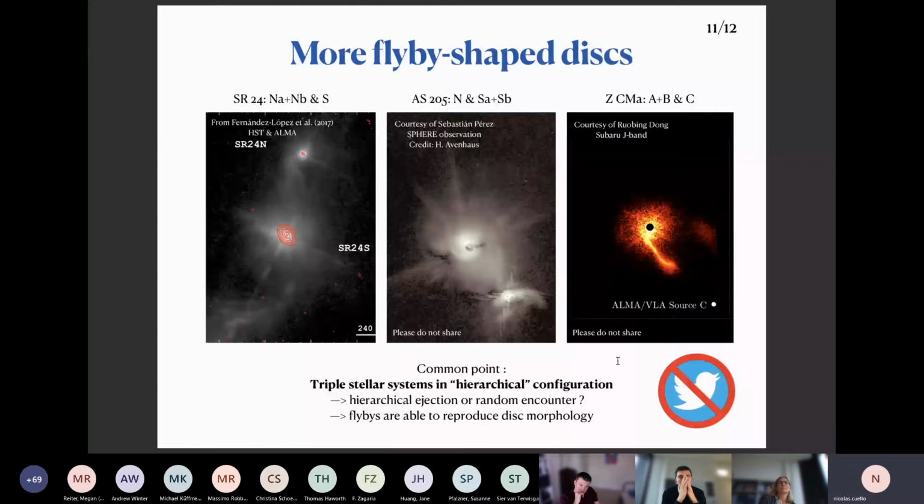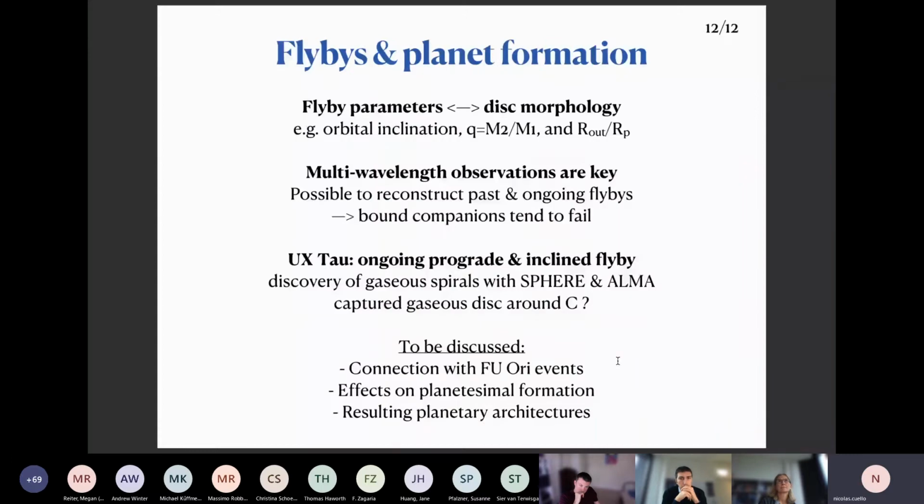And the interesting thing is that flybys are able to reproduce the disk morphology, although we all know that flybys should not be very likely. We seem to be witnessing many of them. So to conclude, we can connect the flyby parameters to the resulting disk morphology. In particular, it's important to consider the orbital inclination, for example, prograde or retrograde, the mass ratio between the stars, and the ratio between the size of the disk and the distance of minimum approach, or pericentre.